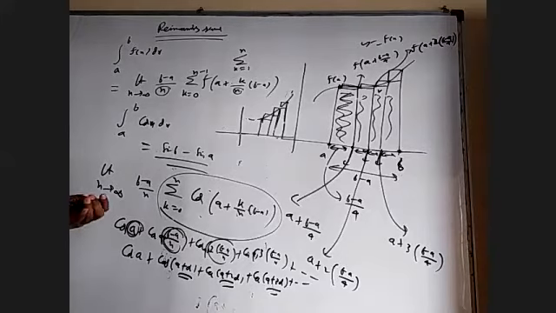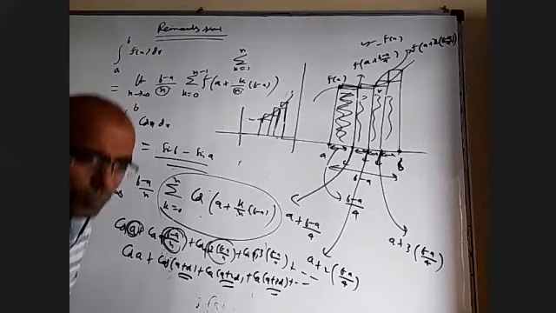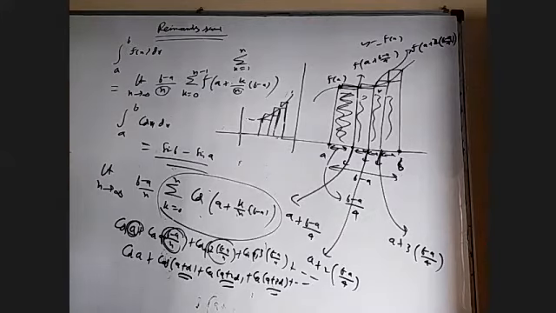Roshini, what is the method for simplifying this kind of series? Multiply and divide with sine d by 2. Yeah, multiply and divide with 2 sine d by 2.